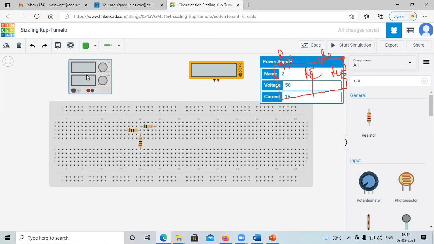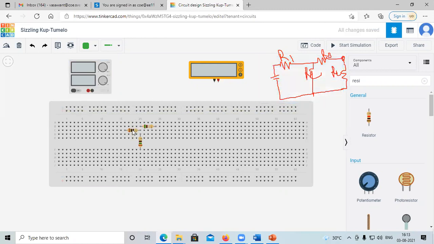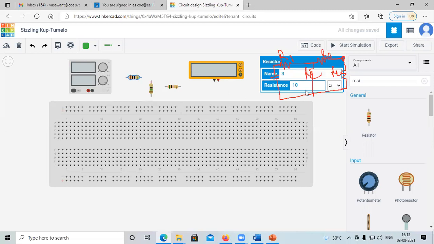So I have selected, just double click on this supply, that is the power supply, and set the voltage. It is 50 volt. The voltage is set. Now I have taken one resistor. I have selected the value of this resistance as 10 ohm. So this is resistance R1. I will connect this resistance R1 here.